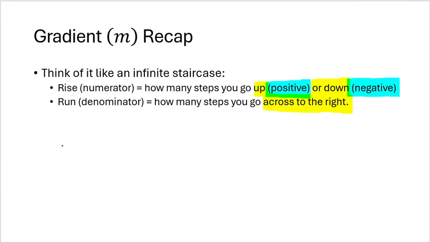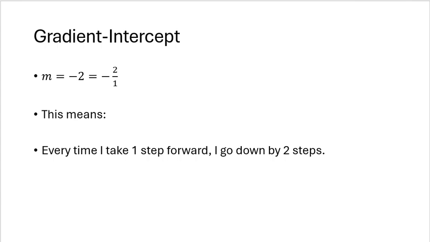So think about it like this. If I write m equals negative 2, another way of writing negative 2 is actually negative 2 over 1. And as you can see, the negative meaning downwards, I'm going down by 2. And then for my run, the denominator here, I'm going across by 1 step. Okay. So you got to think about it like that. So another way of phrasing it is every time I take 1 step forward, I go down by 2 steps. And that's just all it is.